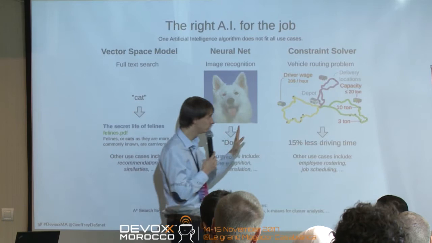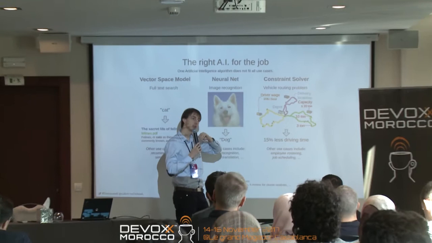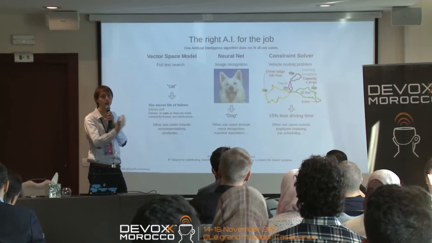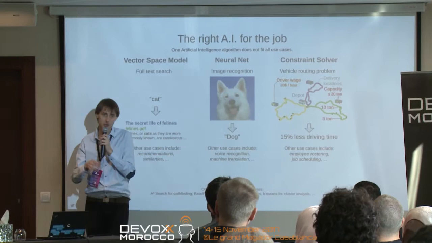There's people who tried using neural nets on these kinds of problems, and they actually do get some output, but it's consistently inferior. They get like 1% improvement on vehicle routing while we get 15%. So there's papers around it. Lots of people have tried. Just use the right tool for the right job, right?